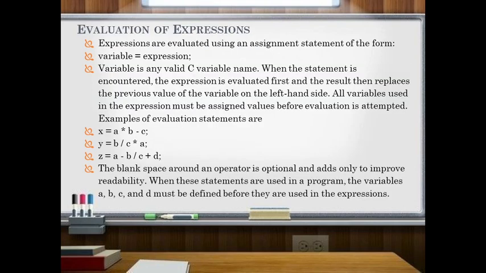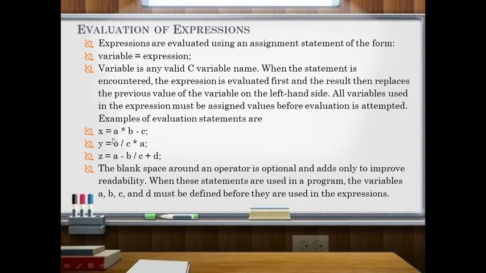And evaluation of expression is very important. Expression evaluation uses an assignment statement of the form variable equal to expression. The variable is any valid C variable. When the statement is encountered, the expression is evaluated first and the result then replaces the previous value of the variable on the left hand side. All the variables used in the expression must be assigned values before the evaluation is attempted.